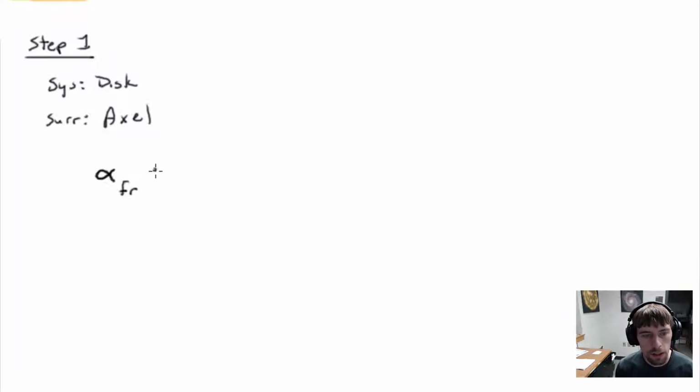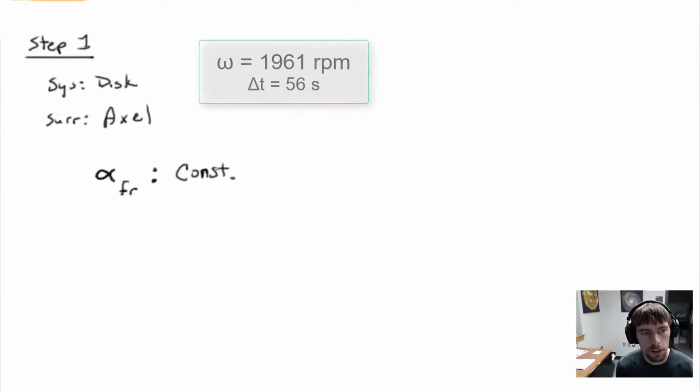And my hint to you would be, hey, is this thing constant or non-constant? You'd say constant. This is a constant acceleration. And the minute that you have that, and you notice that I have some information, 1961 RPM, I have an angular speed, and I'm given a time, and I know that the angular acceleration is constant. You say, aha, kinematic equations. Well, what do we have? We have the initial angular speed. We have the final angular speed. We have the time. We have the angular acceleration.